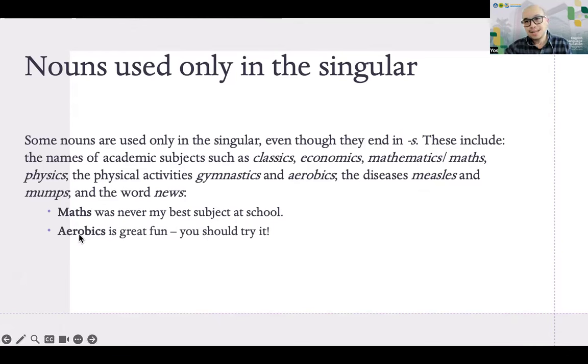Aerobics is also treated as singular. That's why in the sentence, aerobics is followed by the singular be, is. Aerobics is great fun, but you should try it, not try them. You should try it, singular.